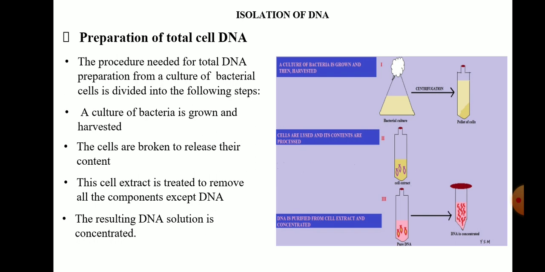Preparation of total cell DNA. The procedure needed for total cell DNA preparation is divided into the following steps. The culture of bacteria, which is grown and harvested. The cells are broken to release their content. This cell extract is treated to remove all the components except DNA. The resulting DNA solution is concentrated.